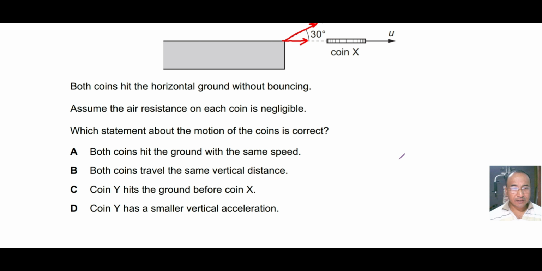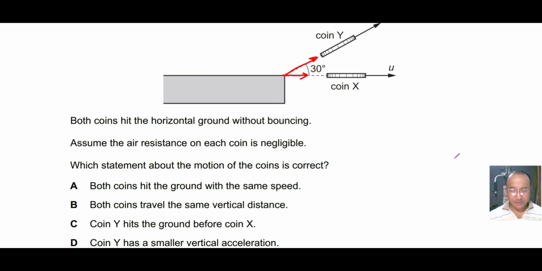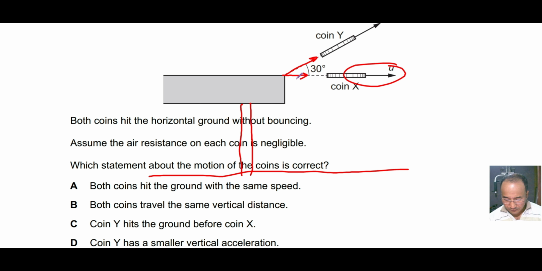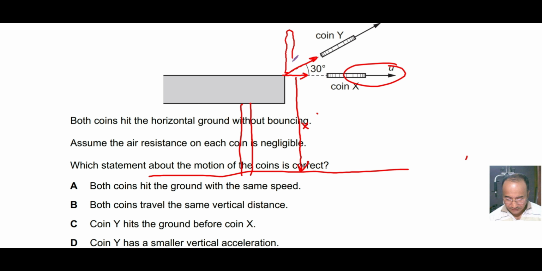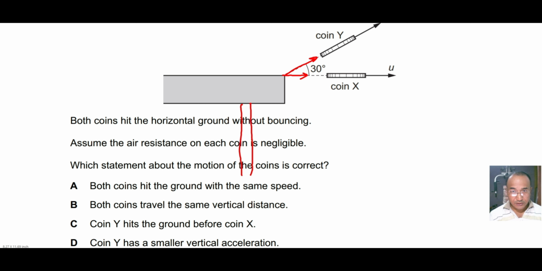Choice B says that both coins travel the same vertical distance. If I consider this as the foot of the table, and this as the ground, coin X will travel a vertical distance like this. But the vertical distance traveled by coin Y is that it rises like this, and then comes down like this. So the vertical distances are not equal. This is incorrect.